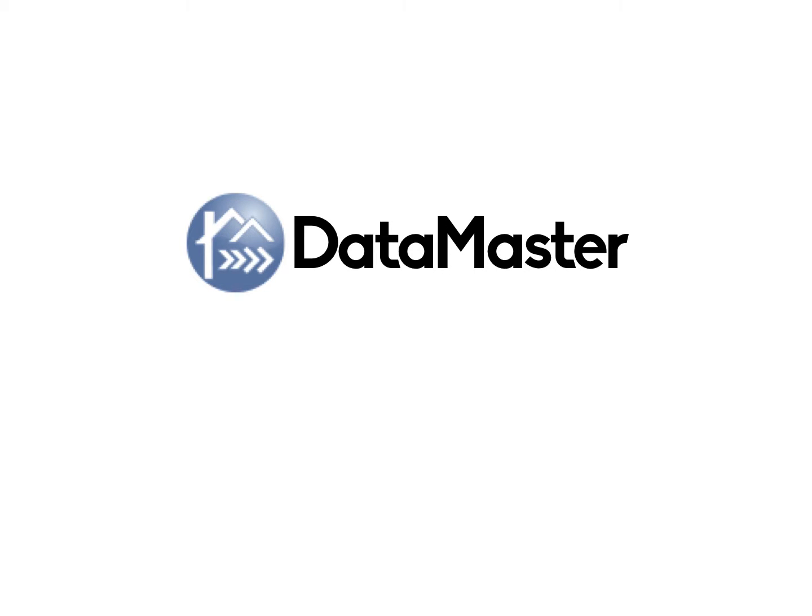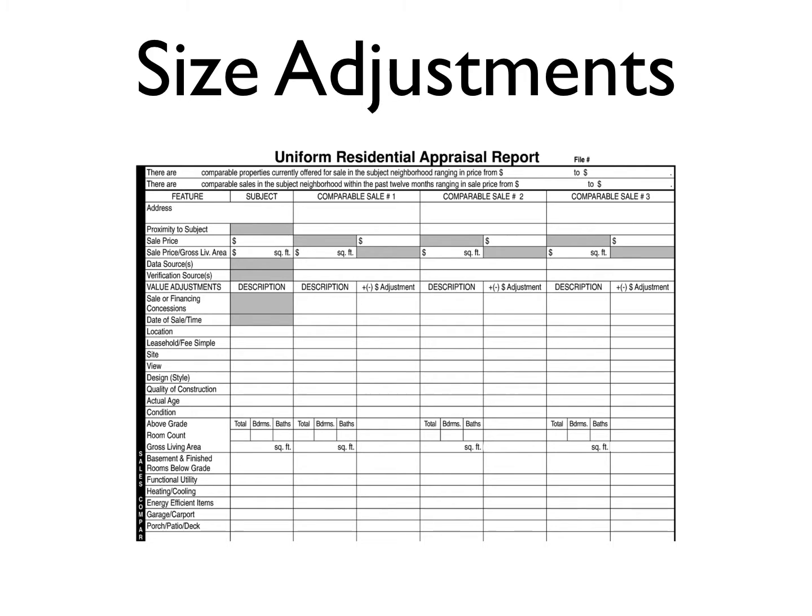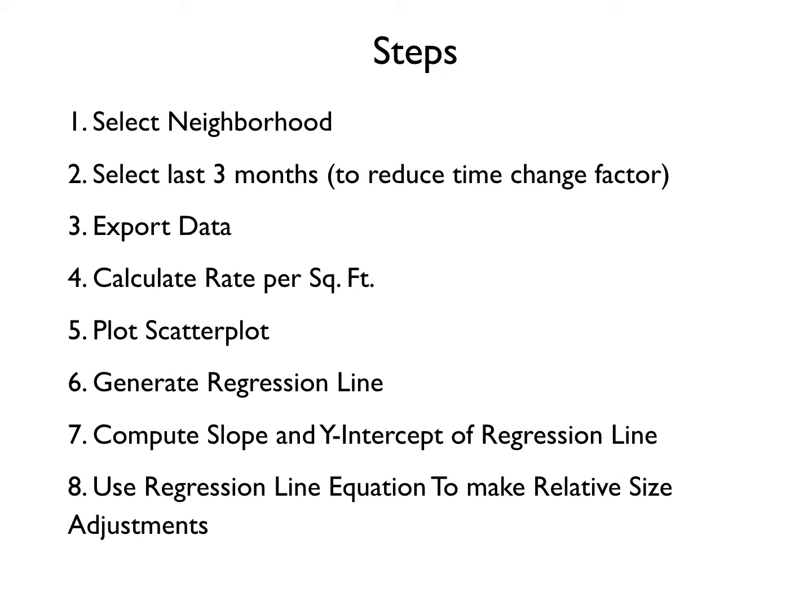Okay, this is the next demo of the size adjustment tool. We're concerned about the gross living area, or the GLA, square footage adjustment on the URAR form. So we're going to focus in on how we make those adjustments in each one of those cells. It's really an 8-step process.